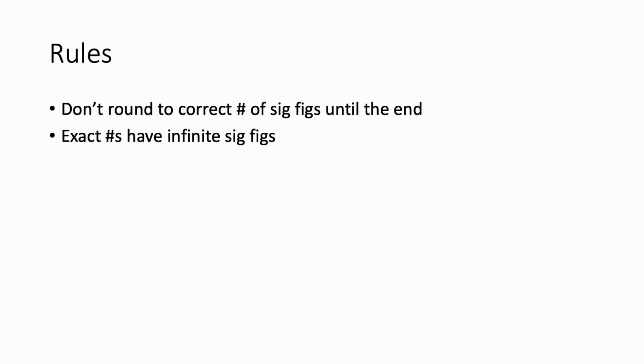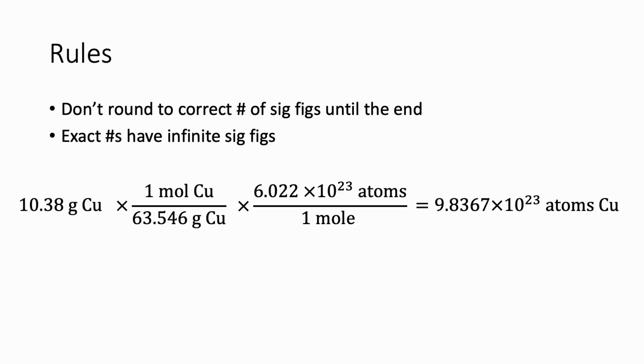The second one is a little more confusing to people, and the second rule says that exact numbers have an infinite number of significant figures. Or another way you can put this is, if you have an exact number, don't use it when you're calculating how many sig figs to put in your answer. So here's an example of a dimensional analysis problem that looks very much like something we did before. And you can see that there are a lot of numbers in here that have significant figures. 10.38 grams, that's 4 significant figures. 63.546 grams of copper, that's 5 significant figures.